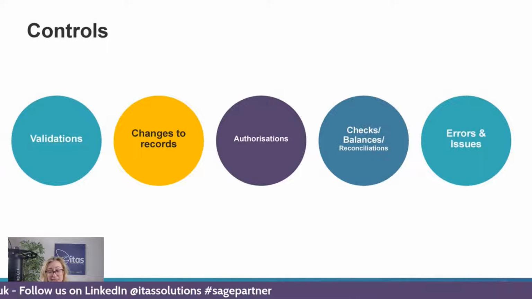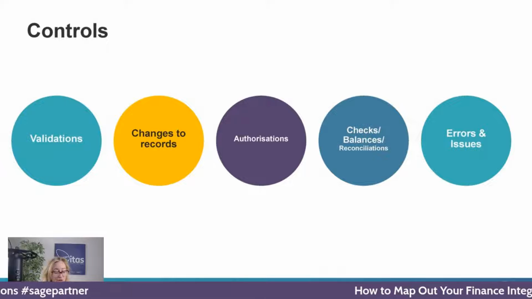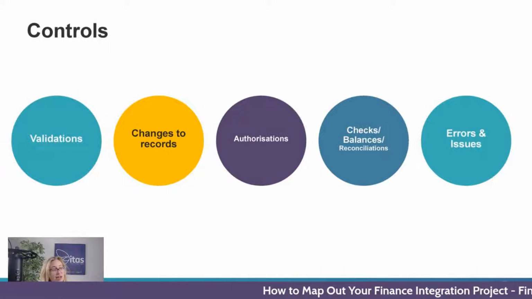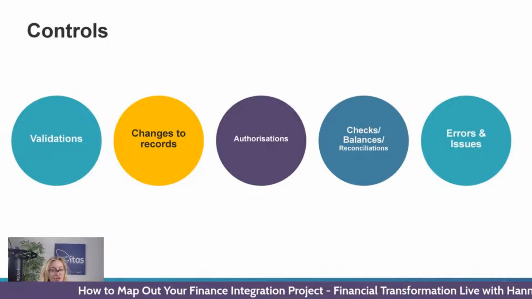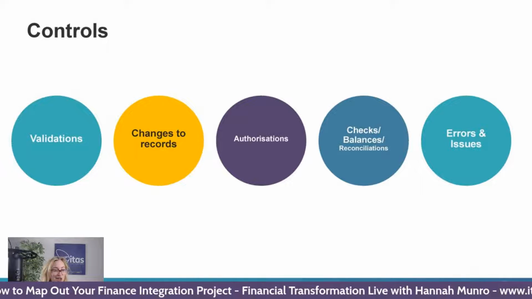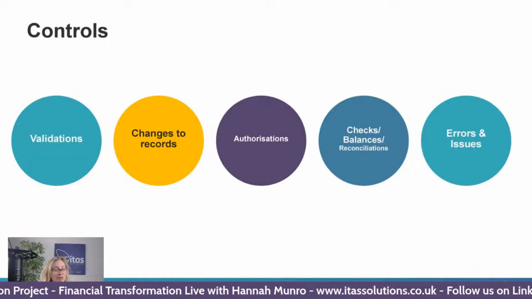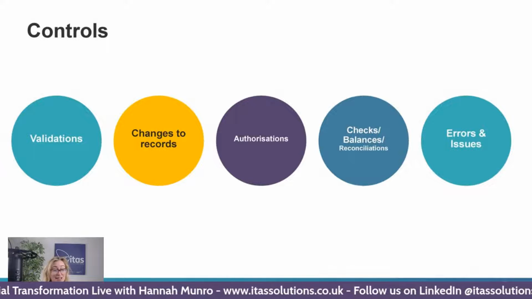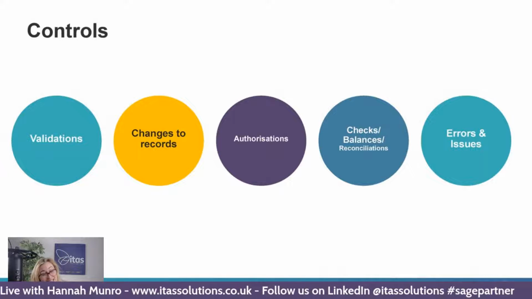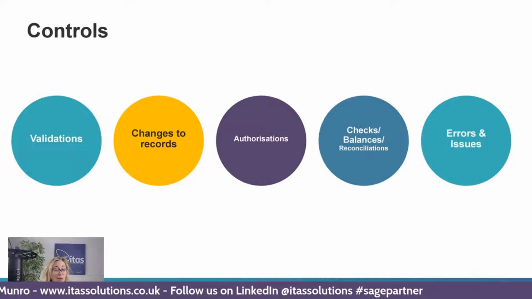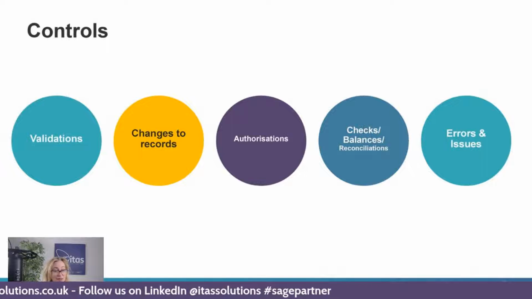Now, obviously, once the integration is up and running and you've got through all of your testing, and you've gone through a couple of months live, very often you will reduce the level of checks, balances, and reconciliations that you do. But in the interim, whilst you're going through both your UAT and your basic testing phase and your extended go-live testing, you want to think about what checks, balances, and reconciliations you need to do.